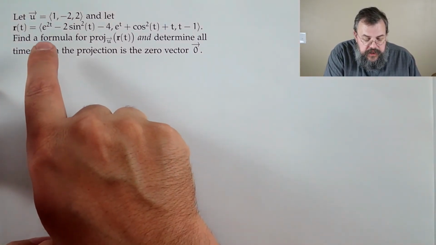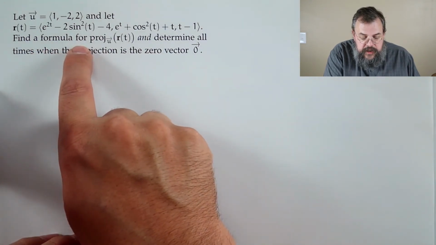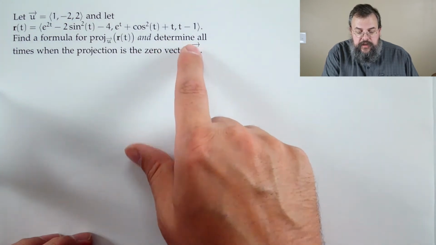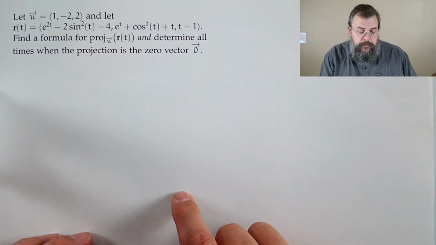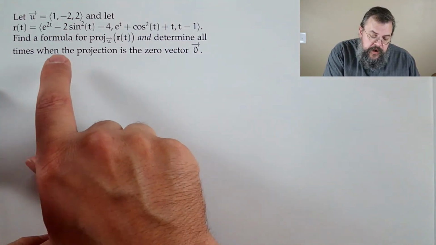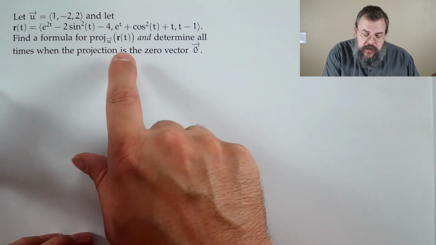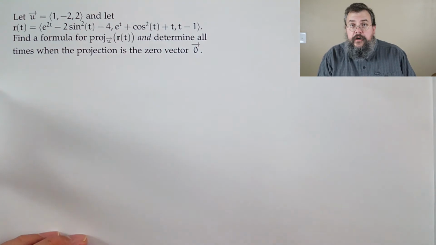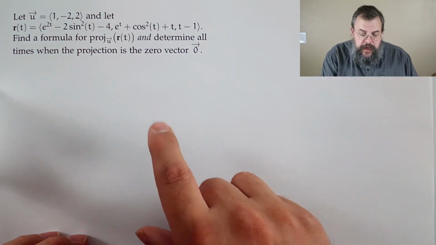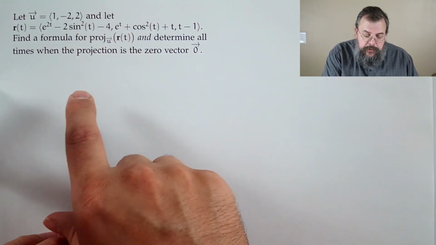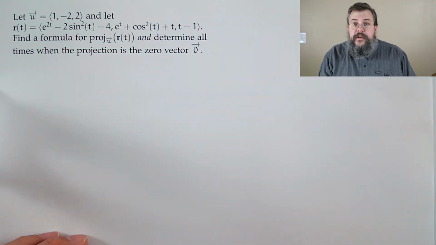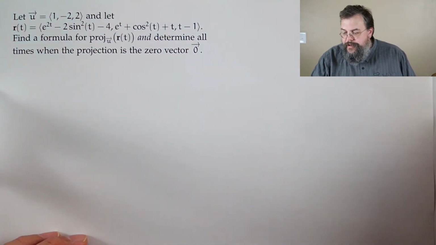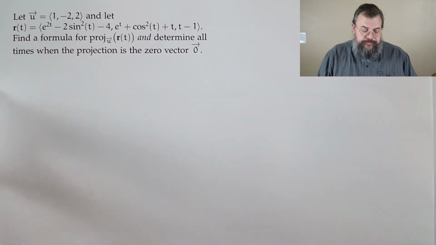So we have this expression: e^(2t) - 2 sin^2 t, -4 e^t + cos^2 t + t, and t - 1. The problem: find a formula for the projection of this expression onto u, and determine all times when the projection is the zero vector. Okay, that should be interesting.